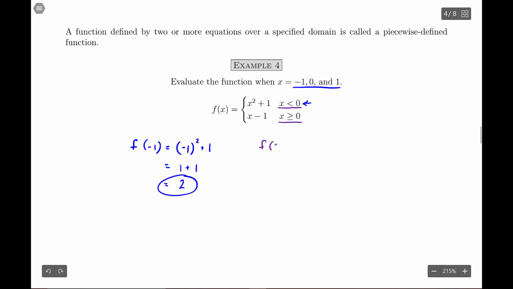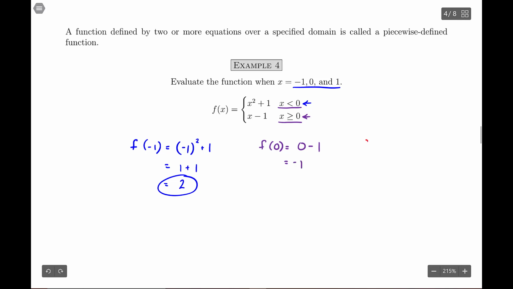If I evaluate the same function at 0, when x is equal to 0, we would use the second line because this second line is only defined when x is greater than or equal to 0. So then I substitute 0 in for x, and 0 minus 1 is negative 1.